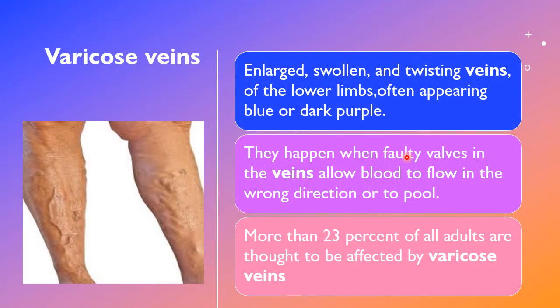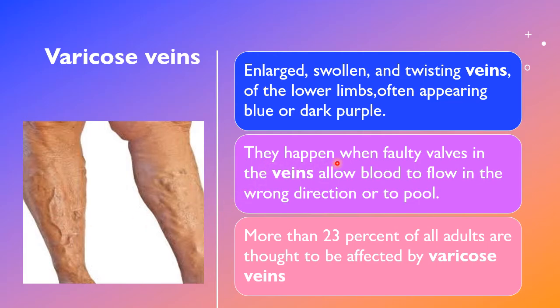Varicose veins are enlarged, swollen, and twisting veins of the lower limbs, often appearing blue or dark purple in color. Okay, these are the varicose veins in the legs here. They are swollen, enlarged, elongated, twisting, and at times also tortuous. Okay, these are the words that I use to describe varicose veins.